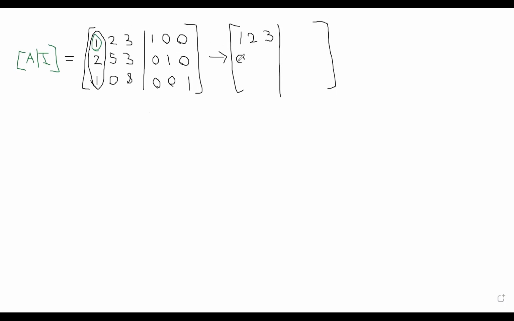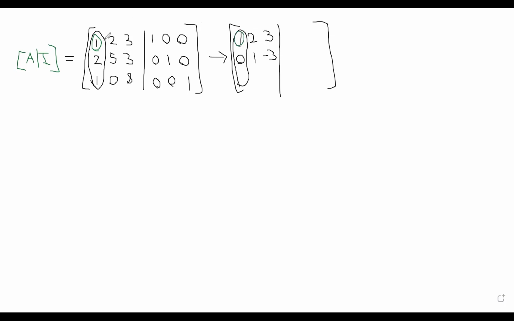This becomes a 0. This becomes a 1. And this becomes a -3. Right? If I do -2 plus 2, it's 0. -4 plus 5 is 1. -6 plus 3 is -3. So I just did -2 times the first row and added it to the second. The goal is to get all the entries below this 1 at the top to be 0.